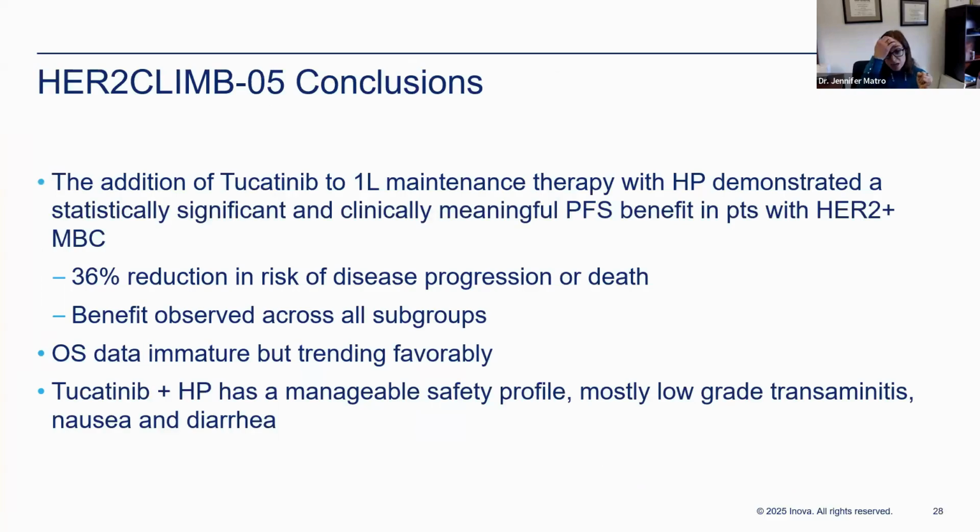So this study concluded that the addition of tucatinib to first-line maintenance therapy with Herceptin and Perjeta demonstrated a statistically significant and clinically meaningful improvement in time to progression in patients with HER2-positive breast cancer. And it had a manageable safety profile, mostly low-grade side effects.